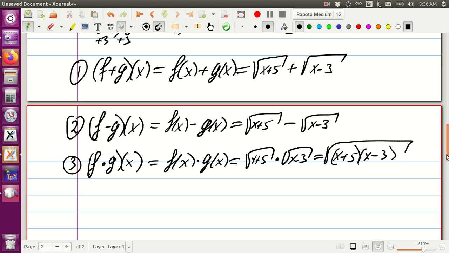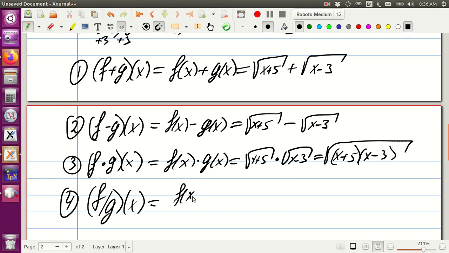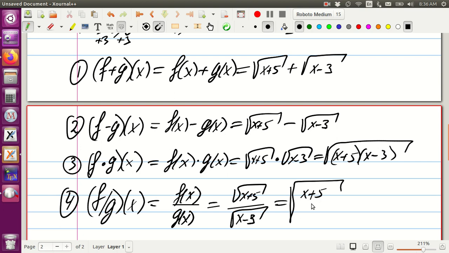Not much we can do for the simplification here. And the last part is what is f divided by g evaluated at x. It's going to be f of x divided by g of x. So we're going to get the square root of x plus 5 divided by the square root of x minus 3. And again, some people might want to write it as 1 square root, not really helpful, but that's what it is. The last thing we need to do is to find the domain for this function.